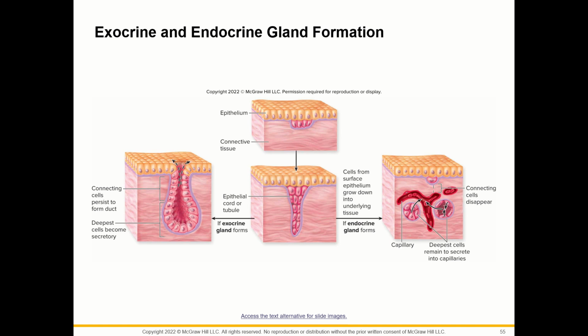So this is actually figure 1.15, and this is the formation of exocrine and endocrine glands from the epithelial membranes. Note that the exocrine glands retain their ducts that can carry their secretion to the surface of the epithelial membrane, whereas endocrine glands are ductless and they secrete their hormones into the bloodstream. So they all arise from that epithelial layer.